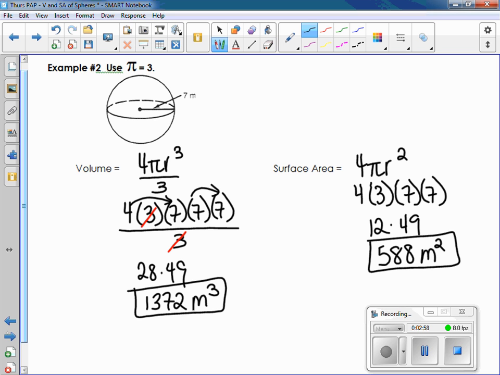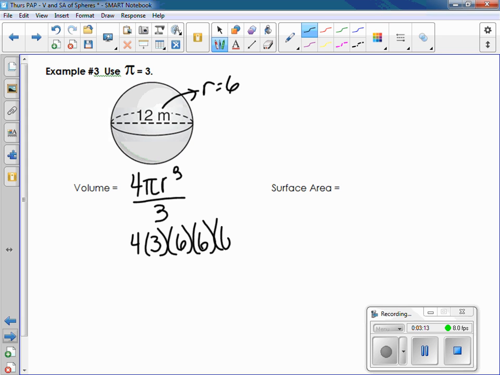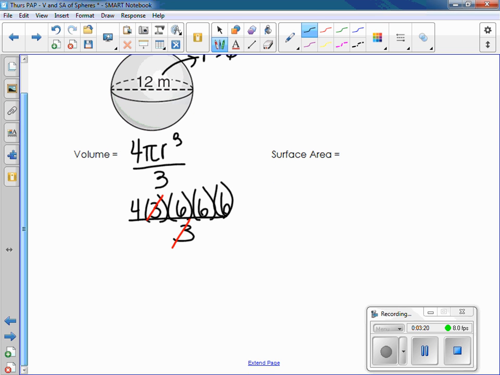Okay. Our third example. Again, we're going to do 4 pi r cubed divided by 3. This one gives me the diameter, so I need the radius, which is 6. So 4 times 3, 6, 6, 6 divided by 3. Again, these simplify for me. That's nice because I'm using 3 instead of 3.14. It will not always be that way. This is 24 times 36. And my calculator tells me that 24 times 36 is 864 meters cubed.